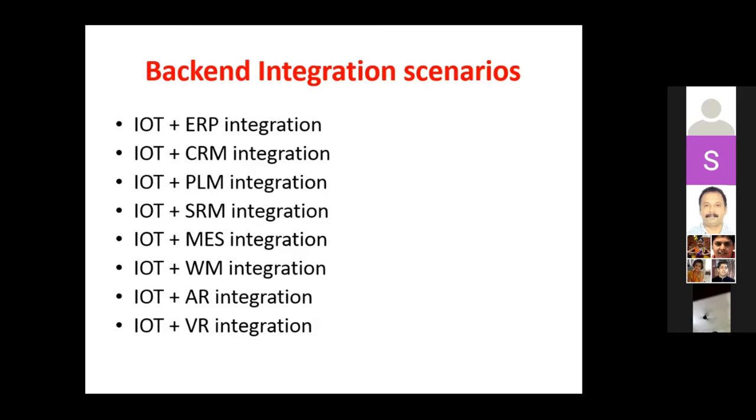So, backend integration: IoT plus ERP integration, IoT plus CRM integration. You can see again IoT helping the enterprise-wide software, ERP, CRM, PLM, SRM. Now, the IT developers found an opportunity, because everything is shifting to cloud because of cloud computing. So here IoT plus PLM is equal to cloud PLM. So they found a new solution.